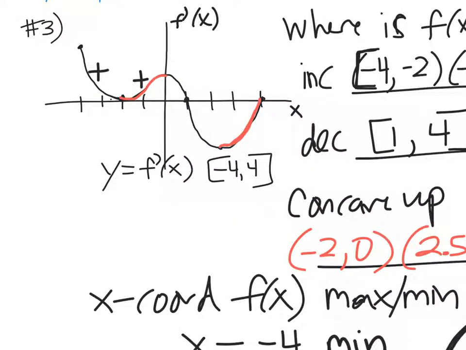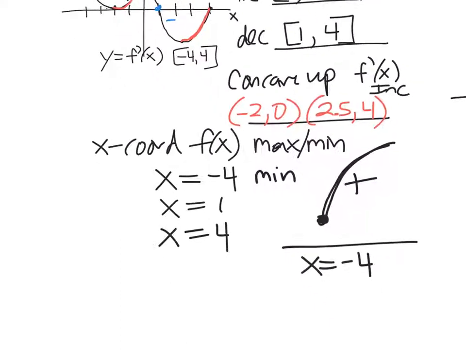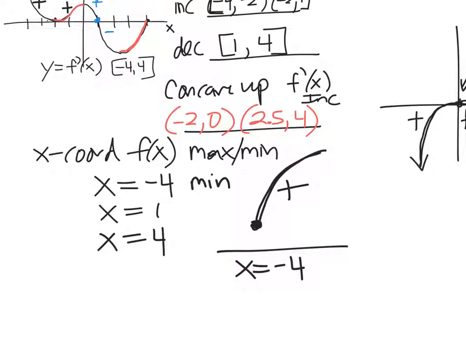The graph is positive here, negative here for x equals 1. So something that is positive on the left and negative on the right, so increasing on the left, decreasing on the right, would be a maximum.